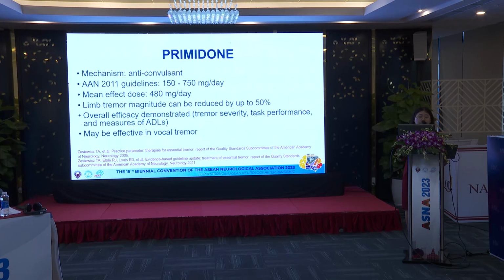Let's talk about primidone. Primidone is an anticonvulsant medication. Primidone at a dose from 150 to 750 mg per day is effective in treating limb tremor, and tremor magnitude can be reduced by up to 50%. Many studies have shown an improvement in clinical rating for tremor severity, performance, and measures of activities of daily living. And there are some data to suggest that primidone may be effective in vocal tremor.